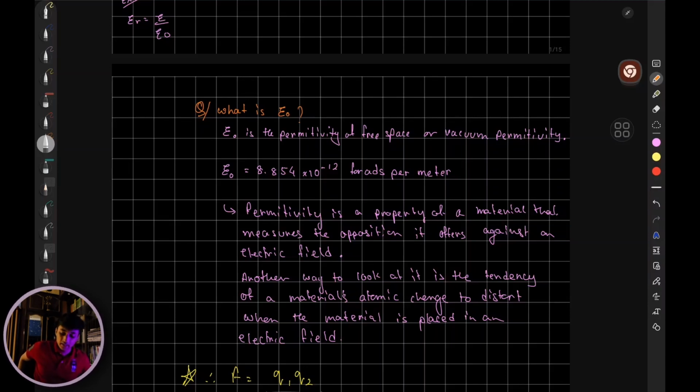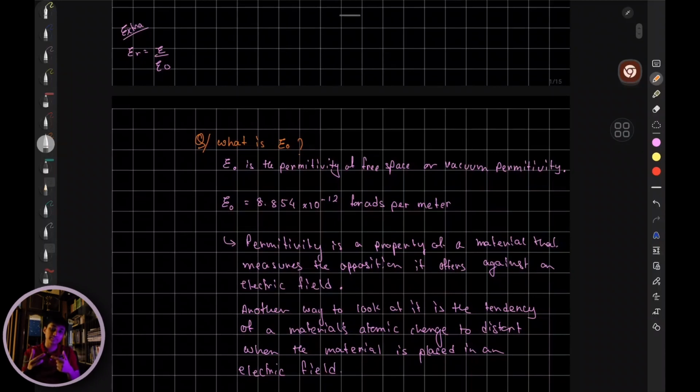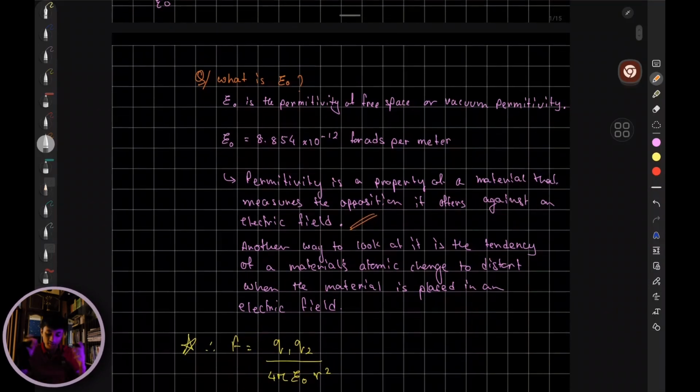What does this mean? So basically, for electric fields to exist, there will be some amount of resistance to it. So you can look at permittivity in the sense of the amount of resistance against the electric field. This is one way of looking at it. And the other way to look at it is a bit, I guess, advanced and unnecessary to understand.